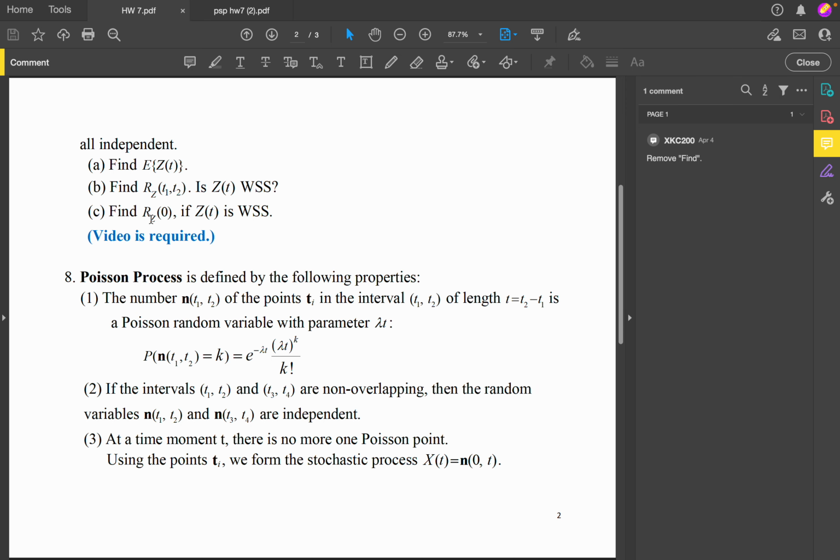For the third part, we need to find Rz(0), and we also need to comment on it given that z(t) is WSS.